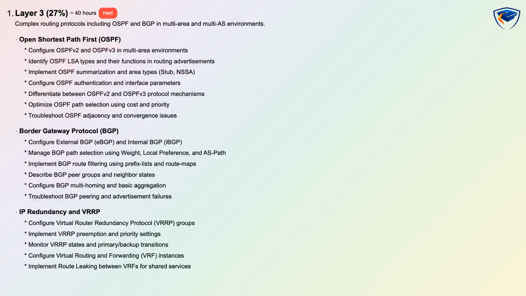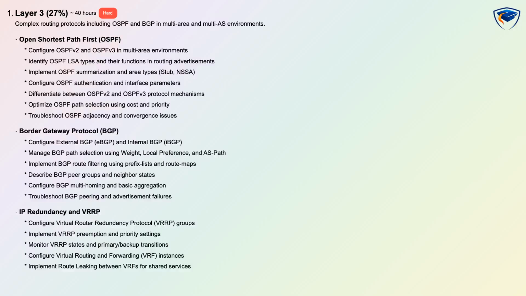Layer 3 accounts for 27% of the exam and focuses on complex routing protocols including OSPF and BGP in multi-area and multi-IaaS environments. This domain is rated hard, with an estimated learning time of 40 hours and a conceptual plus scenario-based assessment. You will learn to configure OSPFv2 and OSPFv3 in multi-area designs, identify LSA types, implement summarization and area types such as stub and NSSA, and optimize path selection using cost and priorities.